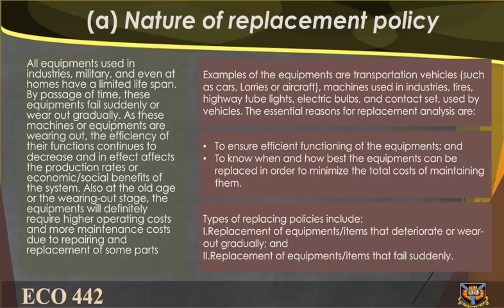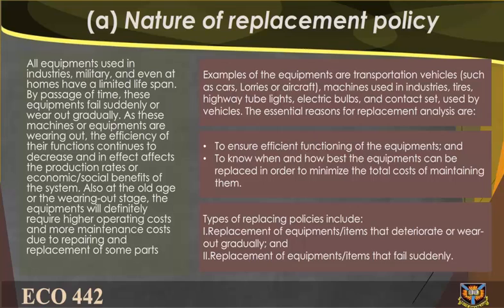Also, at the old age or the wearing out stage, the equipment will definitely require higher operating costs and more maintenance costs due to repairing and replacement of some parts. Examples of the equipment are transportation vehicles such as cars, lorries, or aircrafts, machines used in industries, tires, highway tube lights, electric bulbs, and contact sets used by vehicles.